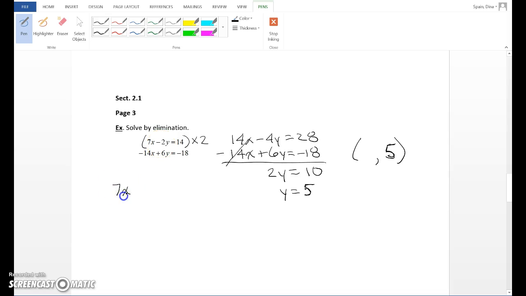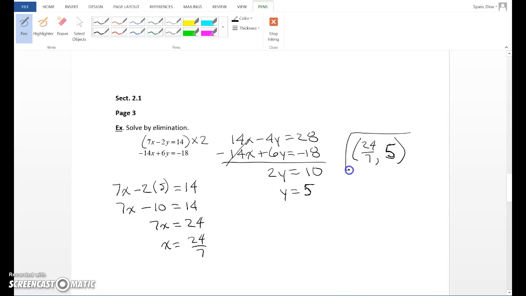This one's actually going to give me a fraction for x, and that's okay. That happens. Y is 5, equal to 14. Alright, so 7x minus 10 is 14. Let's go ahead and add 10 to both sides. So then x is going to be 24 over 7. And you can leave it just like that. They won't always come out to be nice integers.